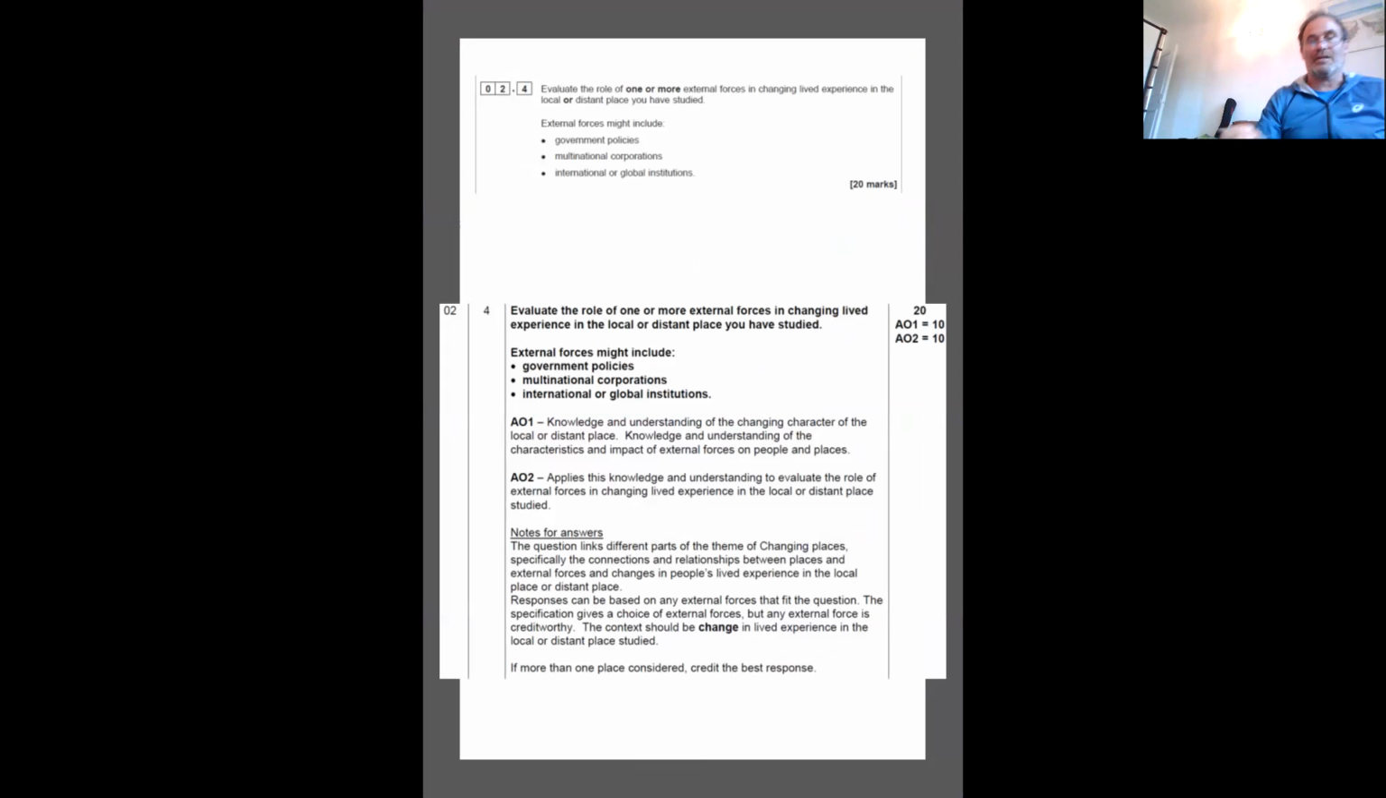So again, I shall try to do this because for some reason my screens are very small. There's evaluate, so that means weigh up. On the one hand, this. On the other hand, this. More of an argument. And if you look at here, we've got external forces. We've got lived experience, and it says local or distant that you've studied.